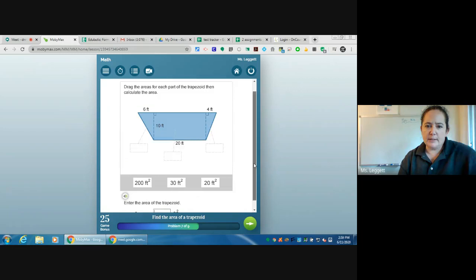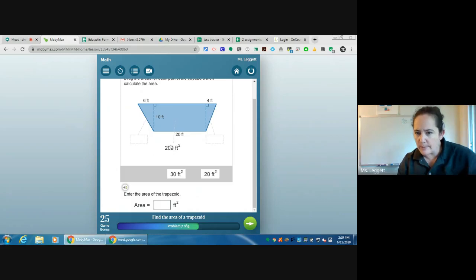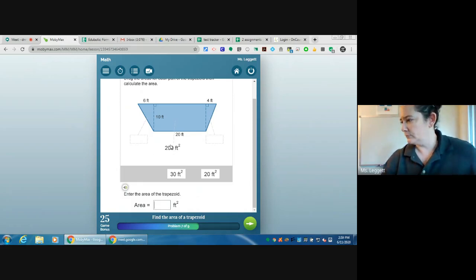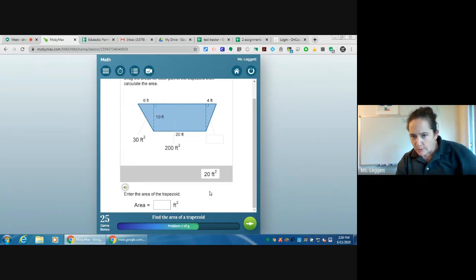They want us to drag the area for each one. Okay, 10 times 20 is 200. Oh, okay, I saw the boxes there. What else do we have here? 30. Okay, well, 10 times 6 is 60, and if you divide it by 2, that would be 30.